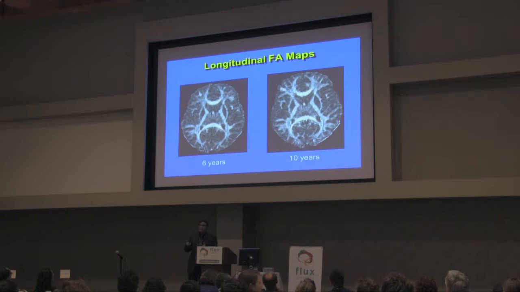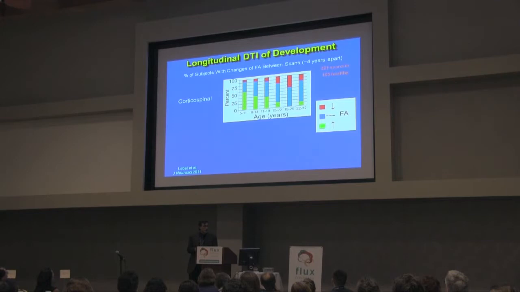Now those are cross-sectional studies, and there's lots to be learned from longitudinal studies as well, and these are two FA maps of the same person at 6 and 10 years, and what's nice is we can quantify some of the changes. And what Catherine did next was look at scans that were about 4 years apart on average, and we have 221 scans and 103 healthy people. And if you look at it and say, okay, whose FA increased in a specific tract between these 4 years, those are in green, who didn't change, that's in blue, and who went down, that's in red, based on some a priori thresholds, then you can see that there's lots of people that go up in the cortical spinal tract at the younger ages like you would expect, not everyone, and then that tapers off, and then the declines also increase.